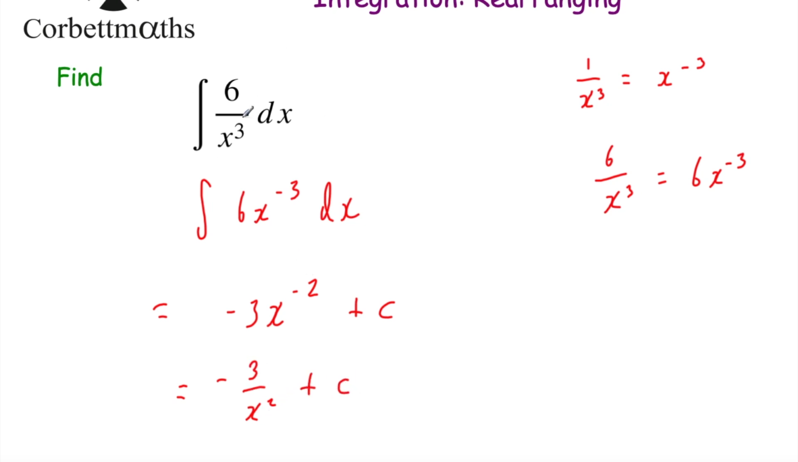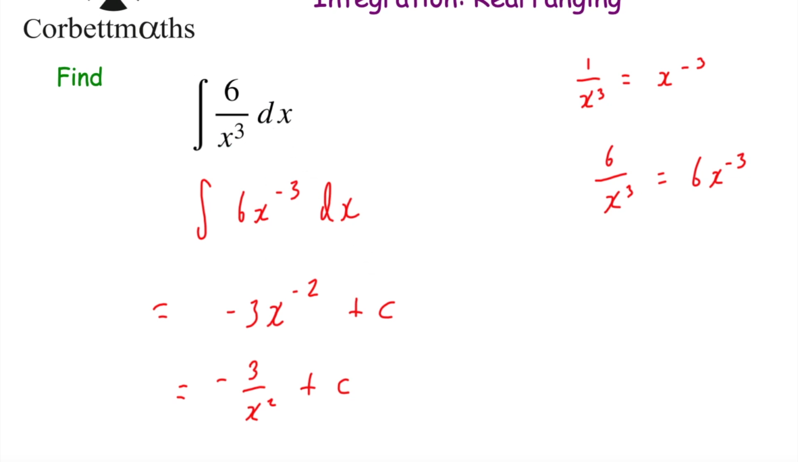But if you're asked to integrate it, you could just leave your answer like that. You could just stop there. If you're asked to integrate 6 over x cubed with respect to x, the answer would be negative 3 x to the power of negative 2 plus c. But perhaps you might want to rearrange it to this format if you want to substitute in values. If I was substituting in values, I might find this version a little bit easier. And that's it. In this case, we had the x cubed on the denominator. You can just bring it up and give it a negative power and then integrate it.